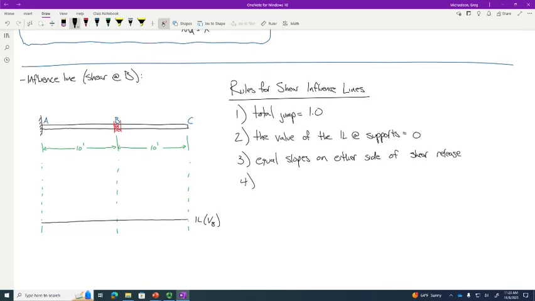Four. Positive sign convention. Okay. Now, this is all true, right? So this is our positive sign convention. Okay. All right. Now, the fifth point that I want to raise, and then I'm going to ask you to take these five thoughts and put them in your head and see if you can tell me what the influence line looks like.